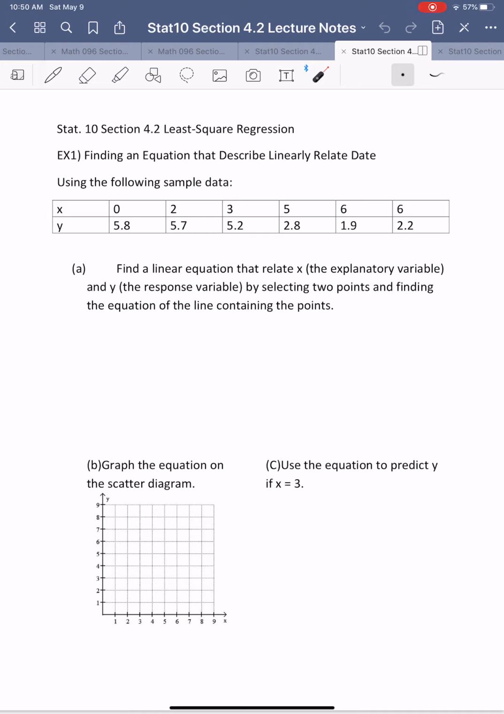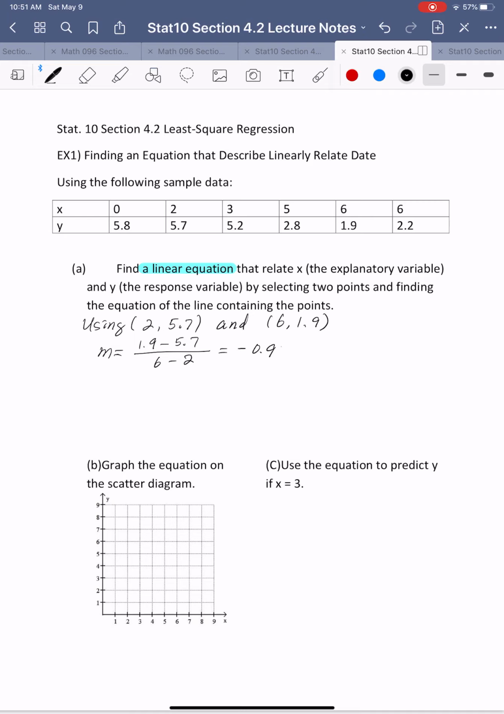Finding the equation of the line containing the points. This is arbitrary, so I can choose any 2 points from the table. I am using (2, 5.7) and (6, 1.9). Since this is a linear equation, I want to solve for the slope, which is (1.9 minus 5.7) over (6 minus 2), and then I got negative 0.95.